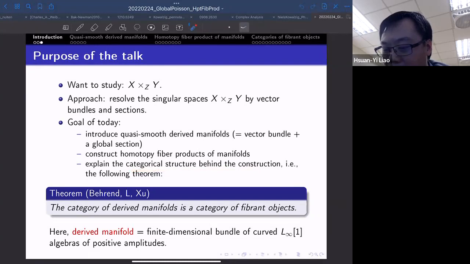More precisely, I will explain this theory: the category of derived manifolds is a category of fibrant objects. This structure guarantees that we have these homotopy fiber products. Here, by derived manifolds, I mean finite dimensional bundles of curved L-infinity algebras of positive amplitude. Or you can think of these as finite dimensional DG manifolds with some degree restrictions on functions.